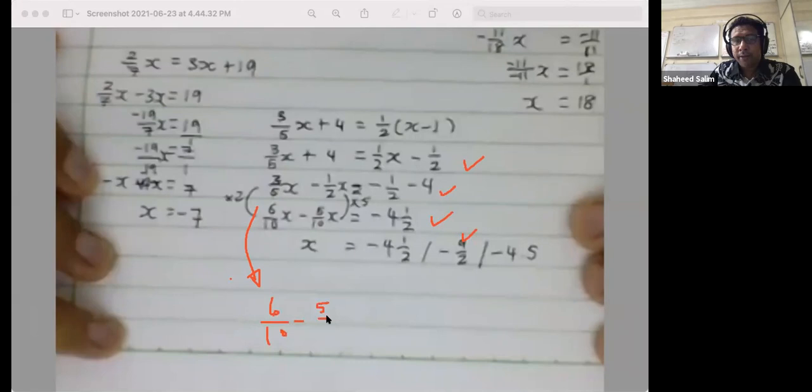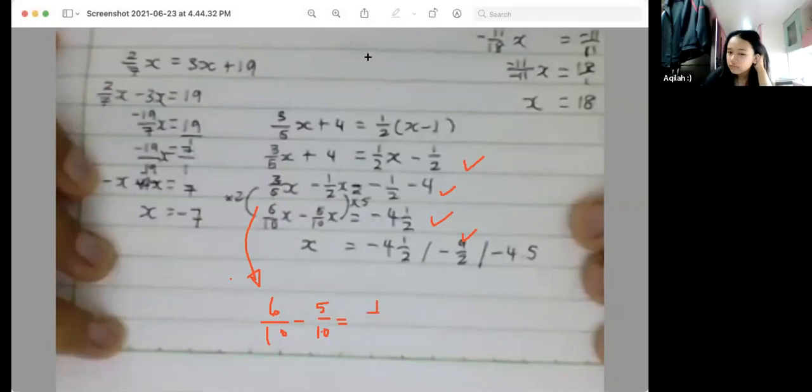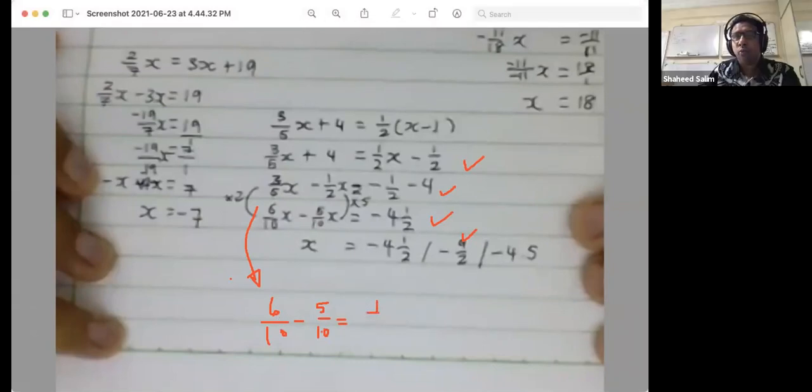Is it equals to 1? Yes, the top is equals to 1, but it's 1 tenth. Correct or not? This is not x, it's 1 tenth of an x. So it's like x over 10. You're going to put 1 here, it's like 1 x over 10. So now you've got to bring it over. You know how to get rid of it, right? You can times by 10 here. So you times your answer here by 10. So you get negative 45.